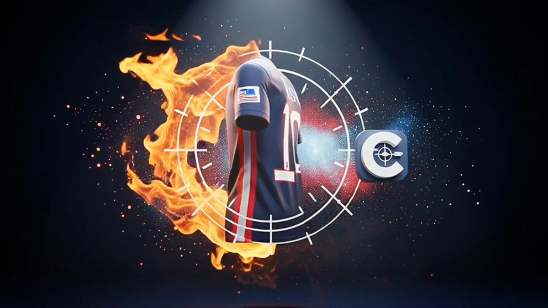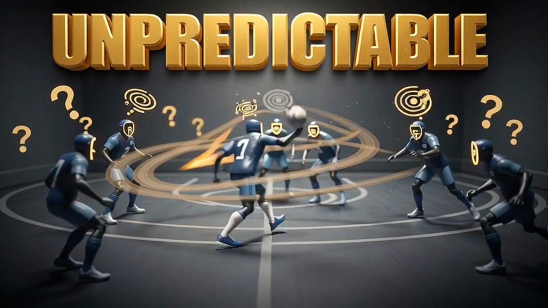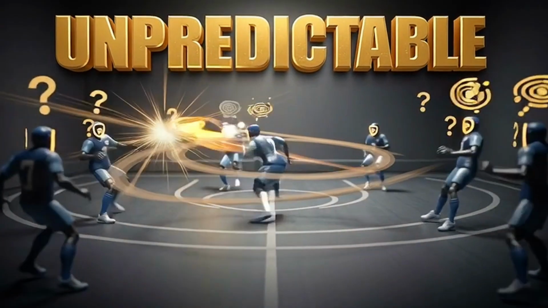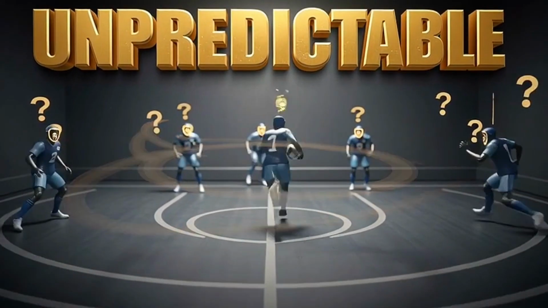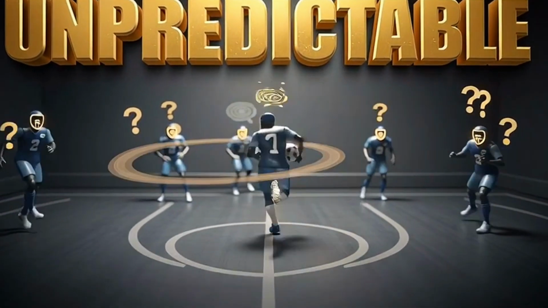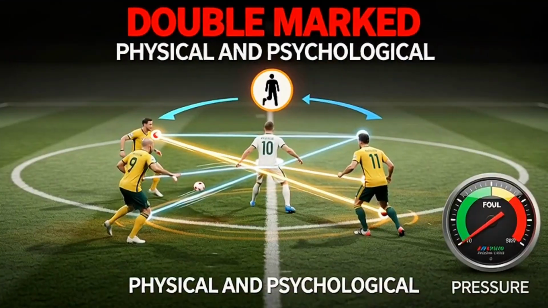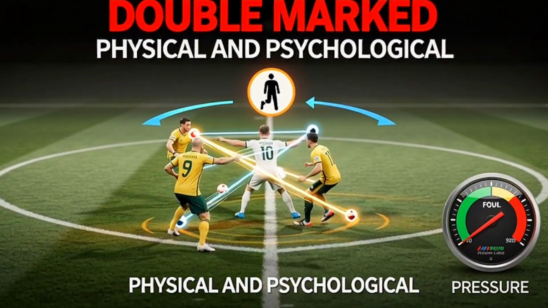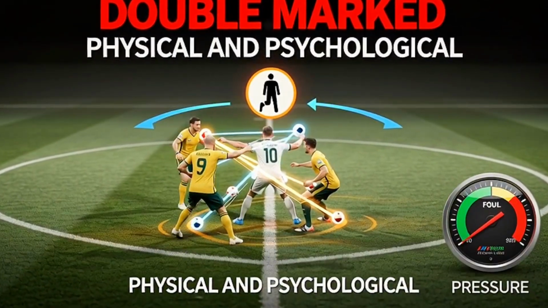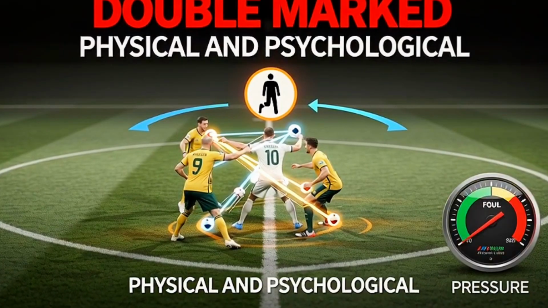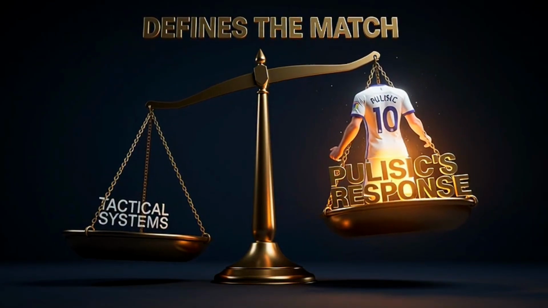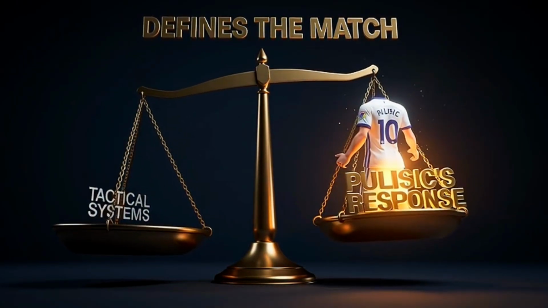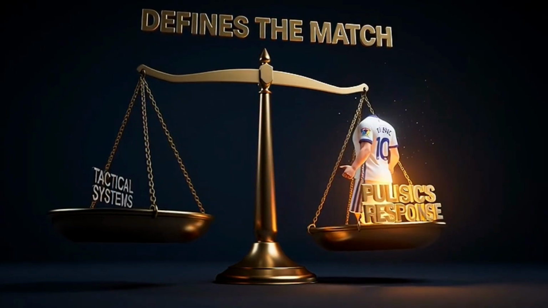Pulisic remains USA's most dangerous weapon. His ability to receive the ball in tight spaces, turn quickly, and drive at defenders creates unpredictability that no defensive system can fully prepare for. Australia will double-mark him. They will foul him. They will try to take him out of the game physically and psychologically. And Pulisic's response to that pressure will define this match more than any tactical system on either side.